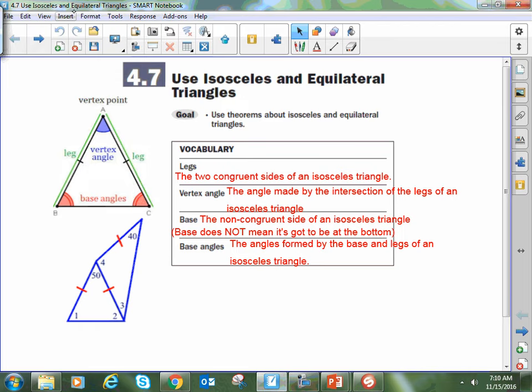Hey everybody, Mr. Piercy here with our last lesson in our topic 4 material. What we're going to be looking at today is properties of isosceles and equilateral triangles.